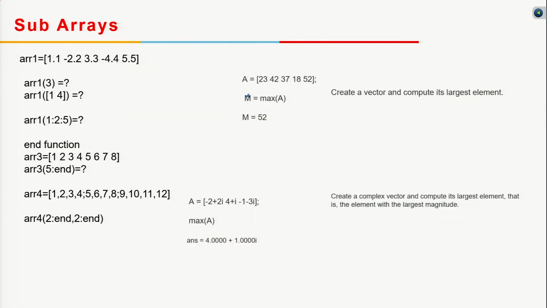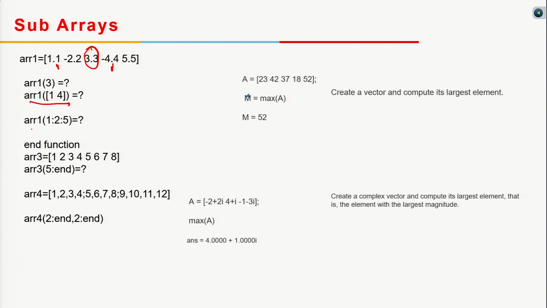Let us look at the subarrays. What is my third element? Simply you can count first, second, third. This is my third element. If I want to find my first and the fourth element, it will print this and this. So this is how you address a particular array.